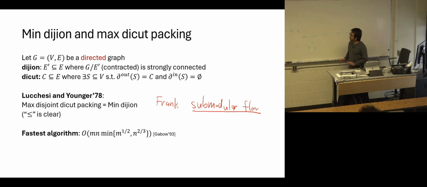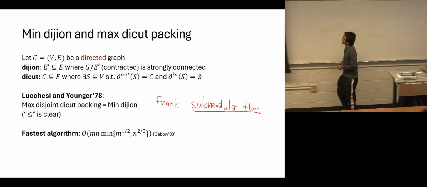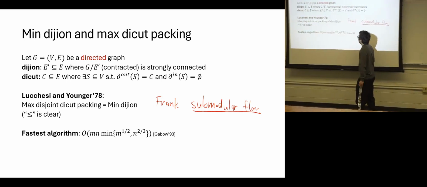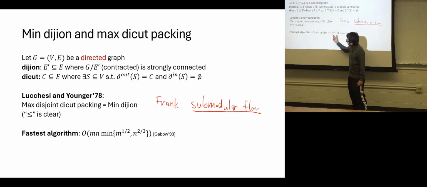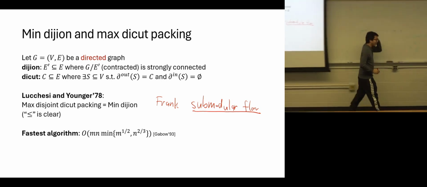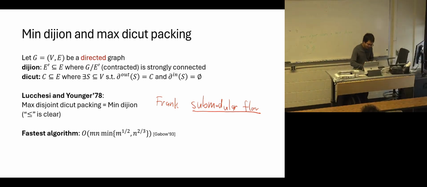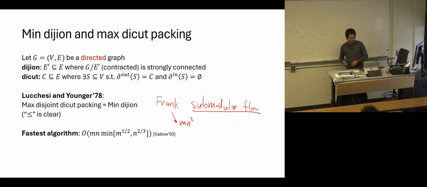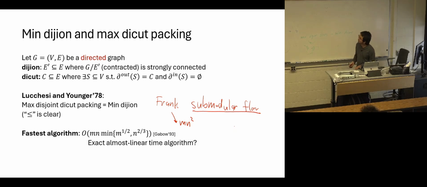Anyway, the fastest algorithm for computing minimum dijoin and dicuts is quite slow. Yeah, still like mn and some other factor. So Frank shows how to do it in mn squared, and now Gabow improved it. And it's totally not clear if one can improve it a bit further. Is almost linear time possible?